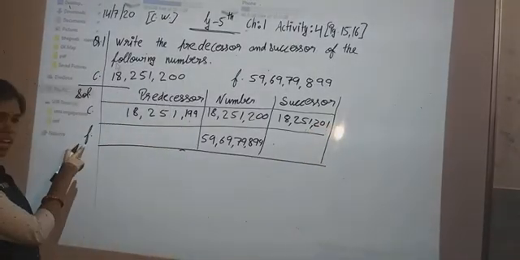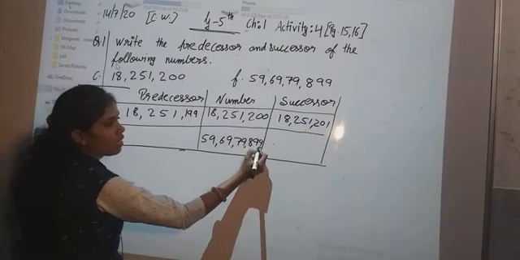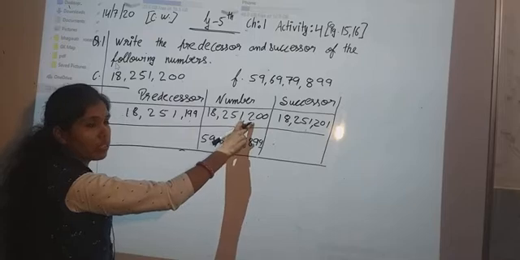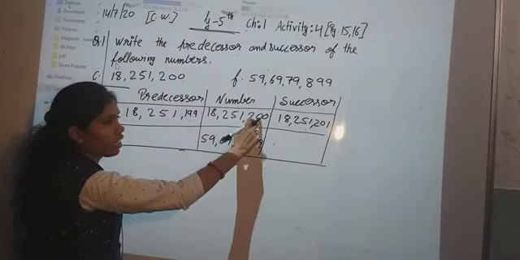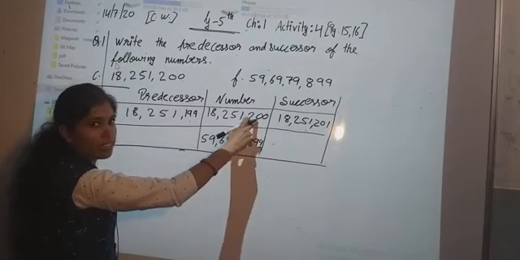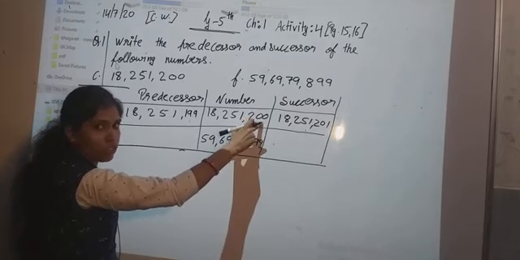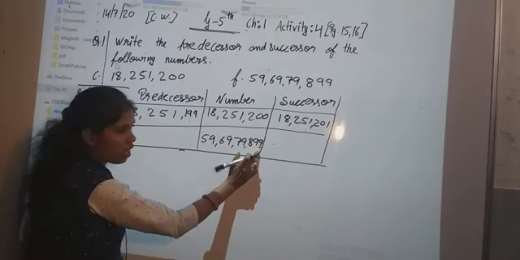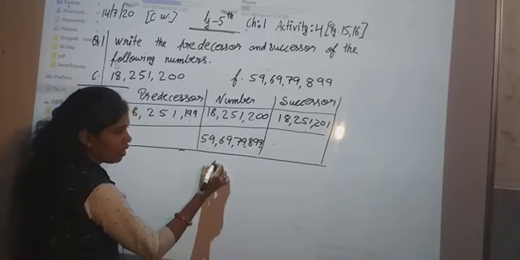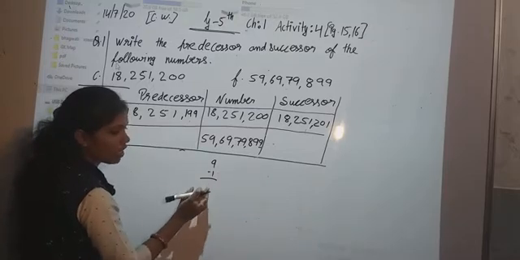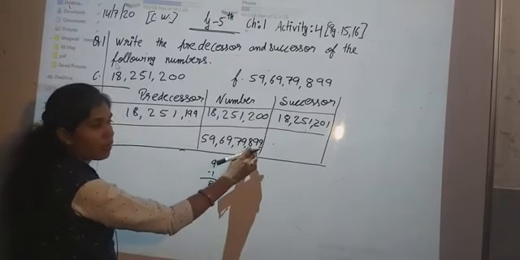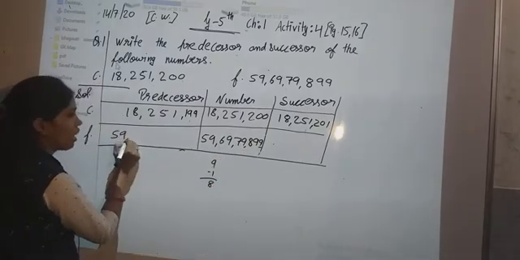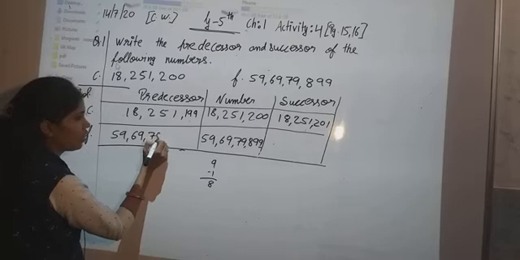Next question is F. We have to write the predecessor. Students, why did I take 3 digits first? Because we have 0 here, and we can't subtract 1 from 0. So I took 3 digits. Now I can subtract 1 from 9, so I took only 1 number. Subtract 1 from 9, what will come? 8. That means 98, 59, 69, 79.